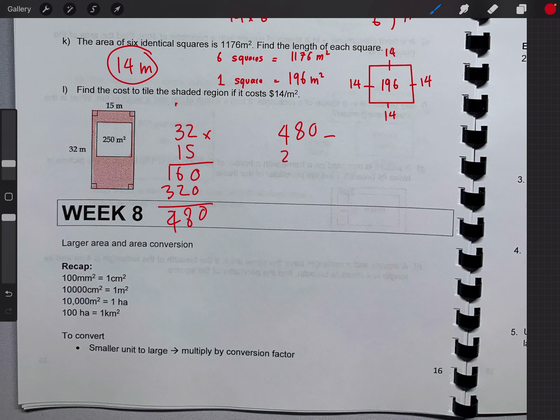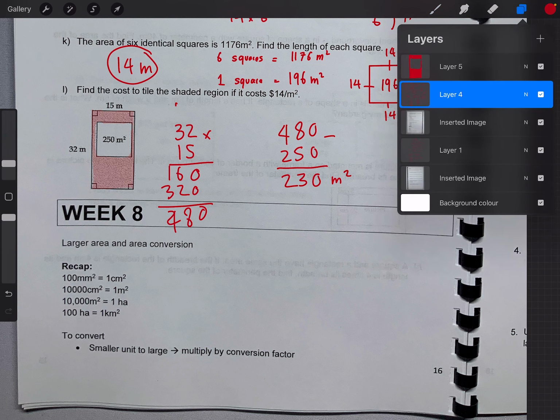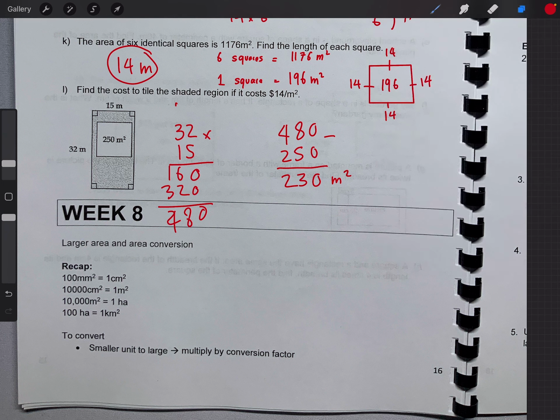Now you have to subtract 250 because we don't want that piece. We only want the shaded region. So this will be a 0. This will be a 3 and a 2. 230 meters squared. The area of the shaded region is 230 meters squared.